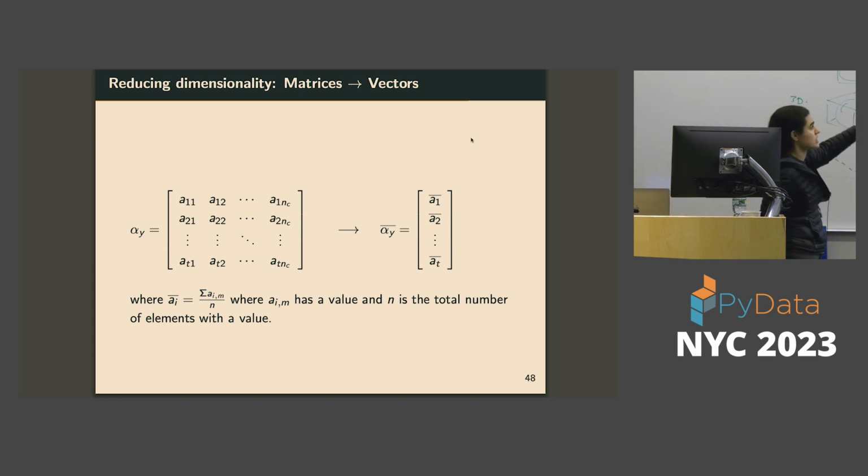Okay, so let's reduce dimensionality. We have these matrices. They're of size t by n_t, or n_c, and we want to reduce them from this size to a vector of size t. What we're going to do is, for each given t, take the average of the values that are there. This is going to get rid of the n problem, as I call it. The fact that some of these t's have fewer houses than others really goes away in this situation, and we end up with a vector of size t.